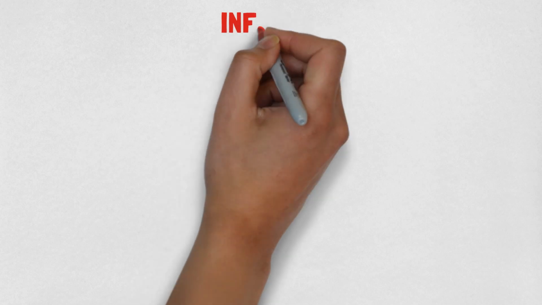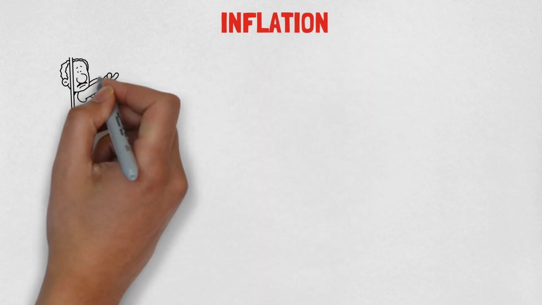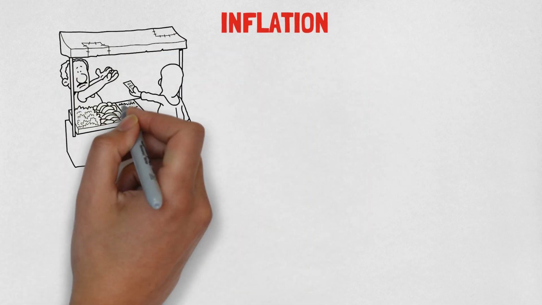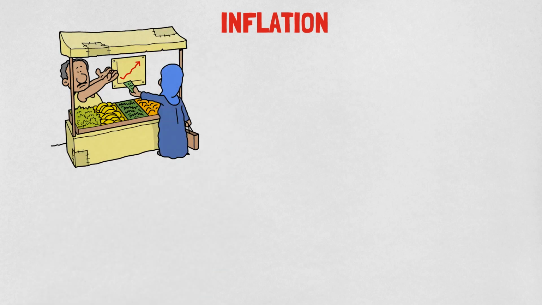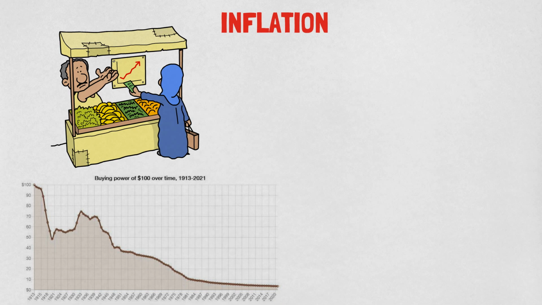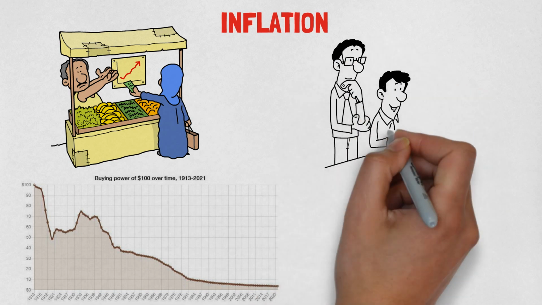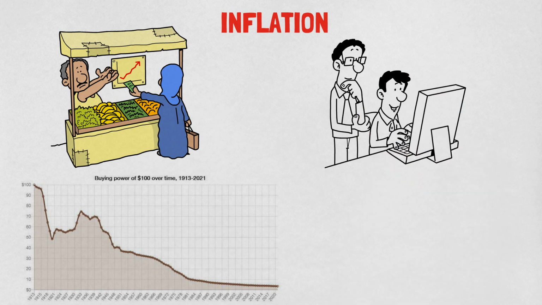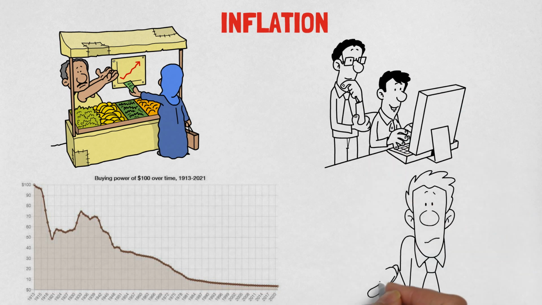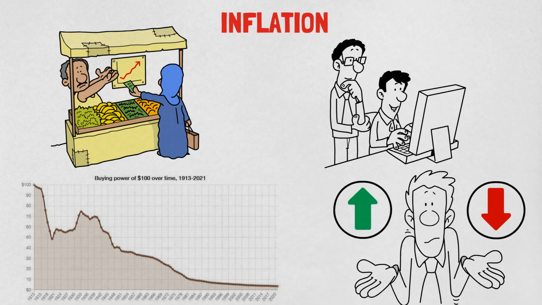First on the list is inflation. Inflation is the process by which the general level of prices for goods and services increases over time, leading to a decrease in the purchasing power of money. While most people understand the basic concept, it's important to consider the additional implications. As the price of goods and services rises, the value of a dollar decreases.